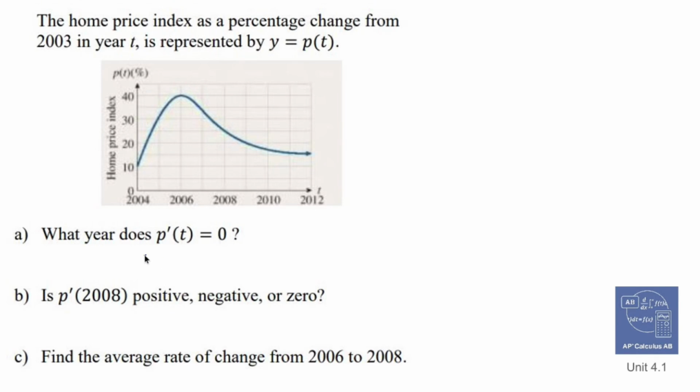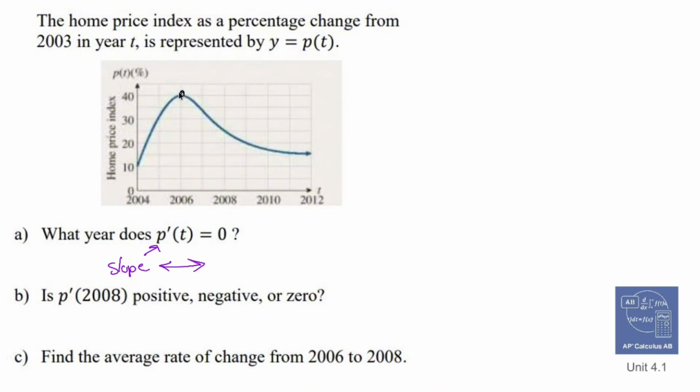Well, p prime is the derivative. The derivative means slope. So when it's asking you when is the slope equal to 0, it's asking you when is the slope completely flat and horizontal. Okay, so I'm looking at this and I'm pretending slope is kind of like if I were riding a skateboard, where would my skateboard be completely flat?